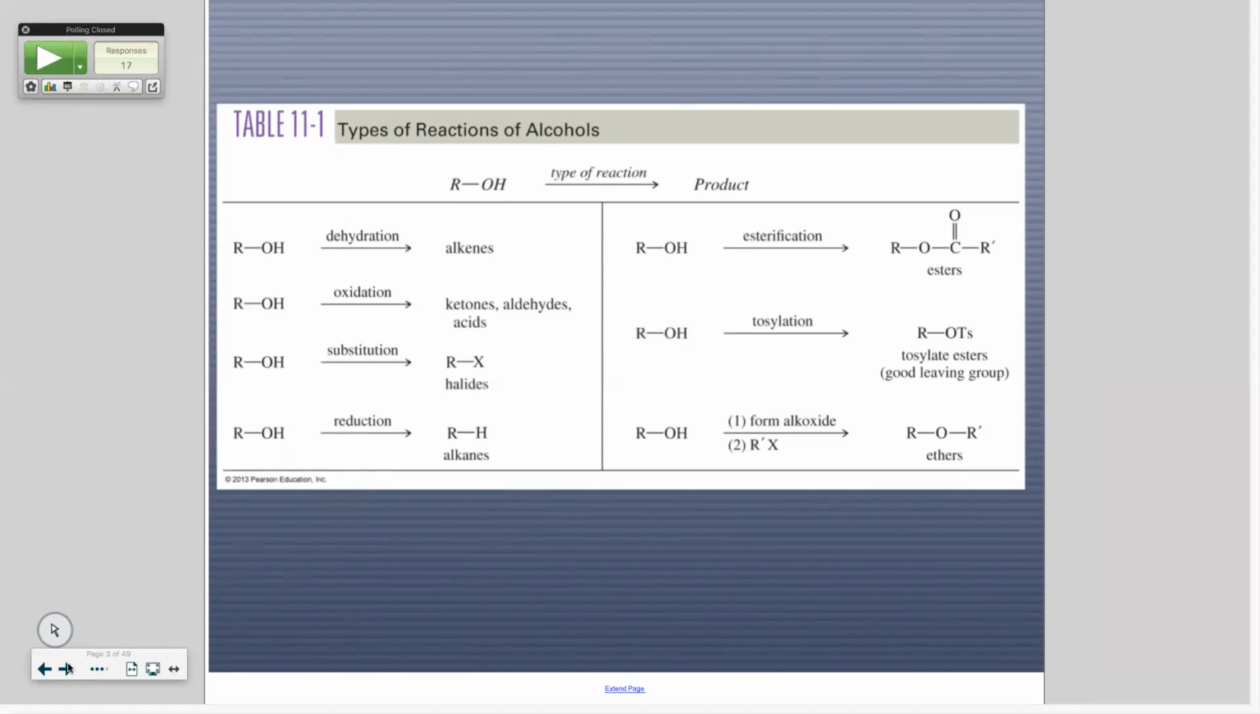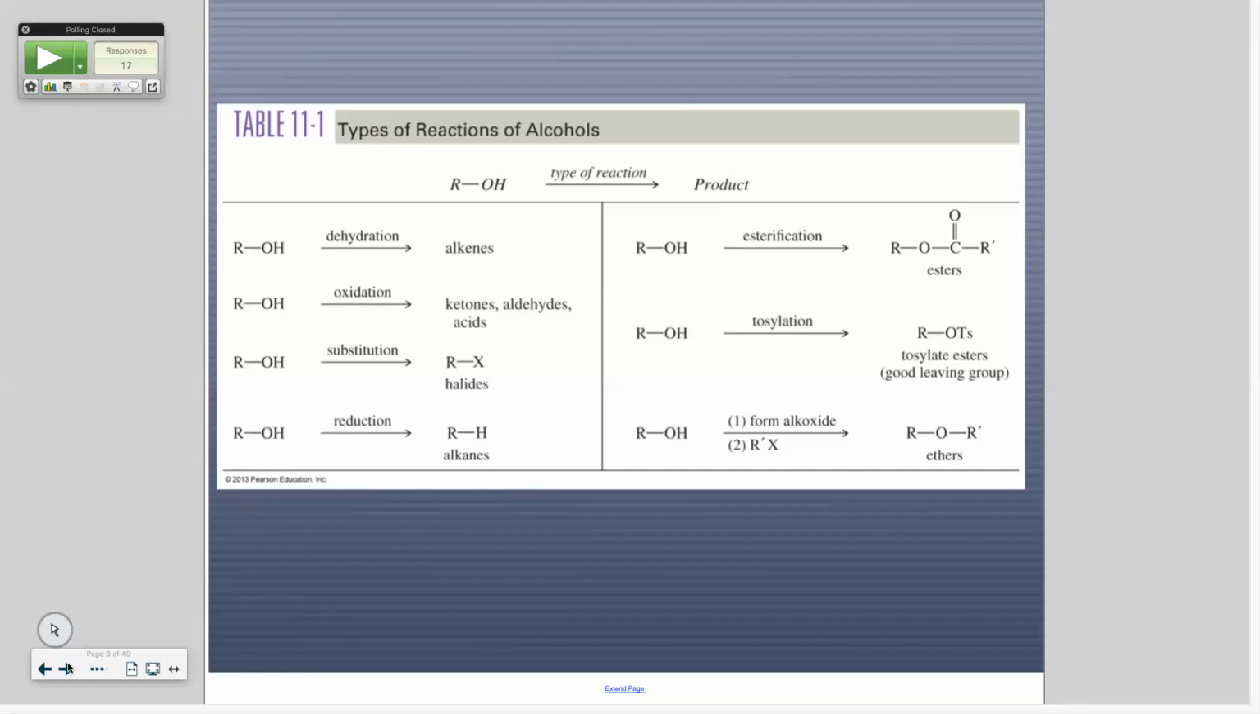All right, substitution. We took alcohols and we substituted, right? That means something replaces the OH. What reagents do we use for that? HCl, HBr, HI. And then reduction is going from an OH to an H. You'll see there's a little trick in that.